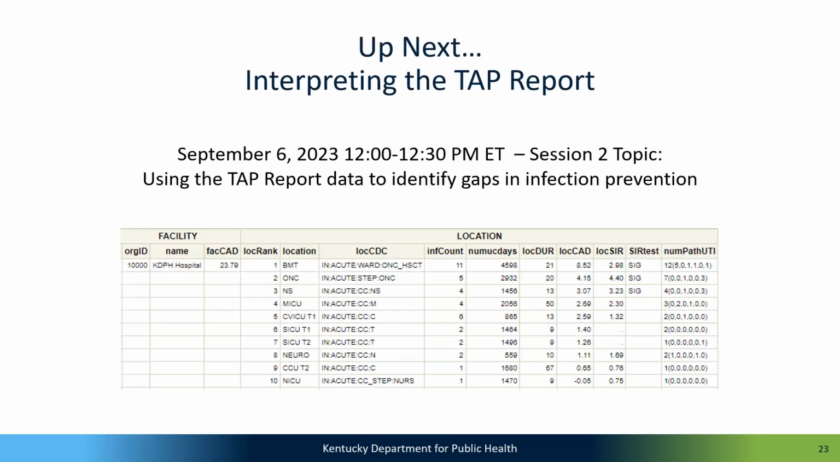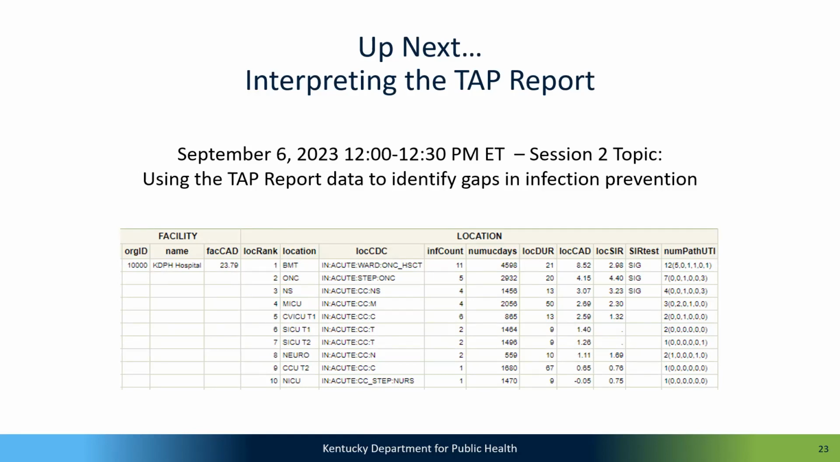So these are all of the steps that are included in generating the TAP report and the general understanding of the CAD value, as well as a brief review of the SIR value. So I encourage each of you to attend the next session, in which we will talk about using the TAP report data to identify gaps in infection prevention, as well as review and discuss the interpretation of the additional variables and metrics that are included in these reports.